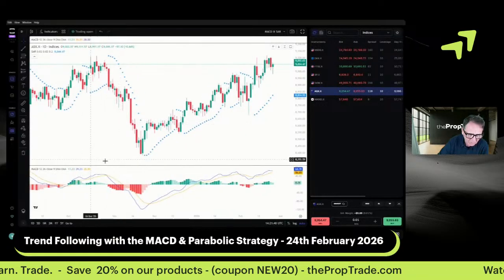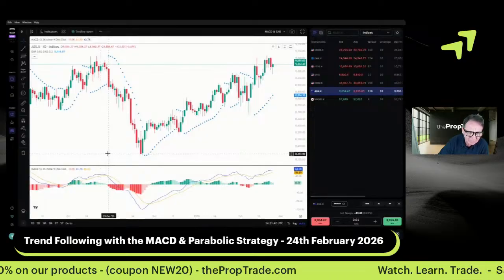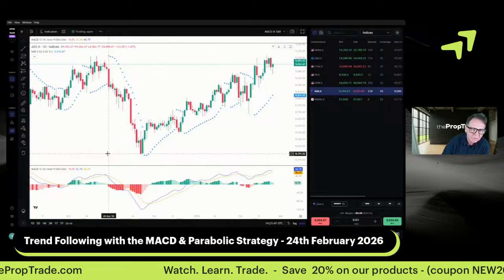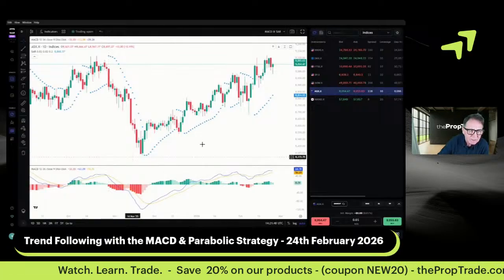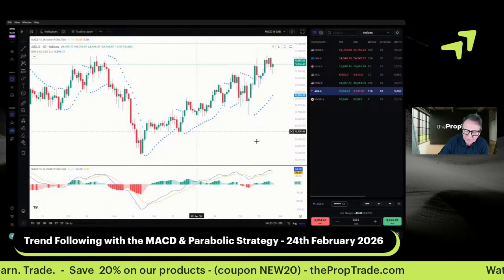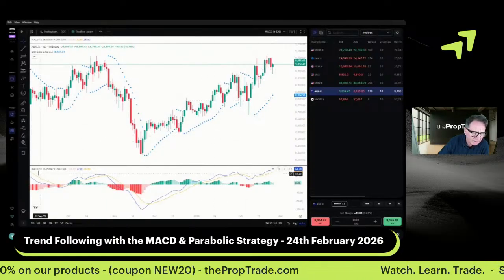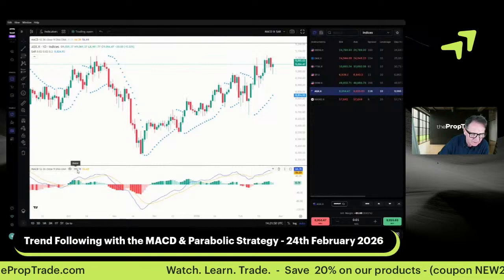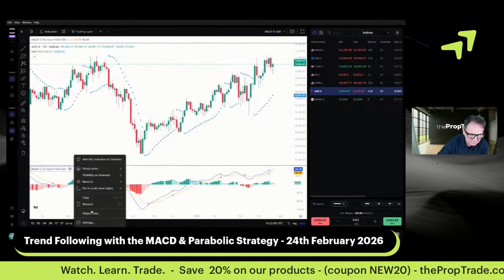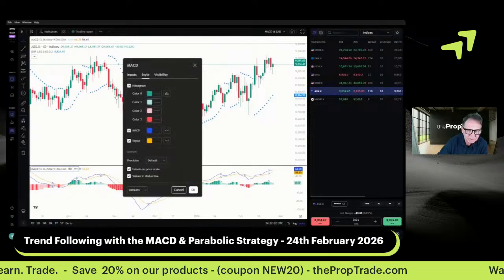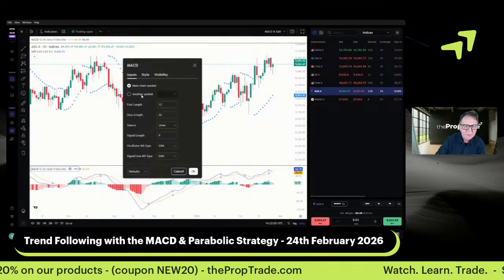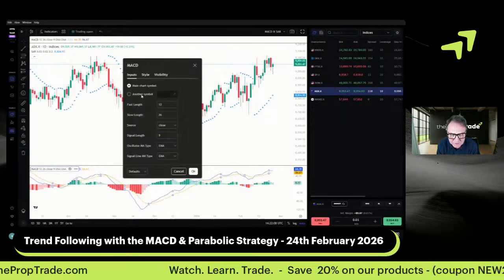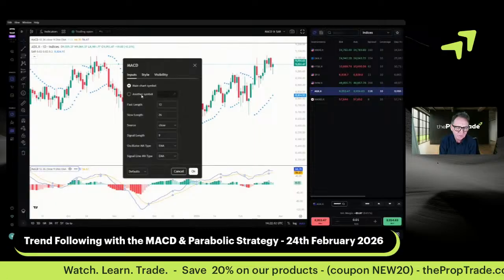So we use the MACD as our first indicator, and then we enter and exit on the parabolic SAR flipping. Okay, so this is the Aussie stock market, and the MACD set up again as standard 12, 26, and 9. If I just show you the settings on the MACD, again, whether you're using Trend Locker, MT4, C Trader, it comes as a default at this setting.